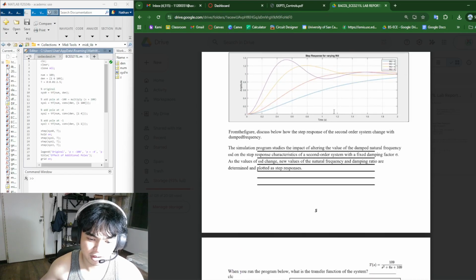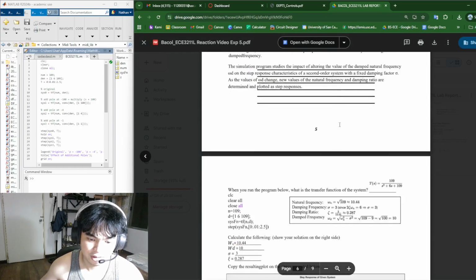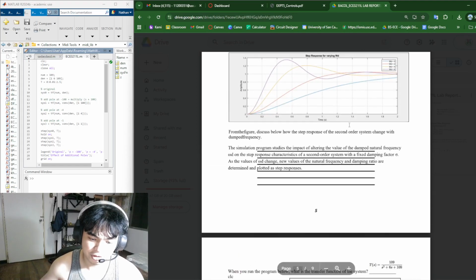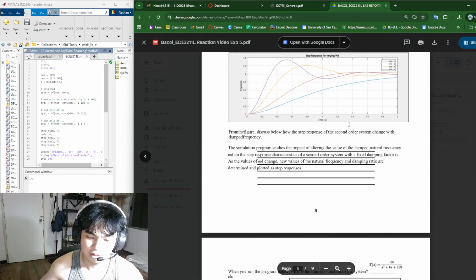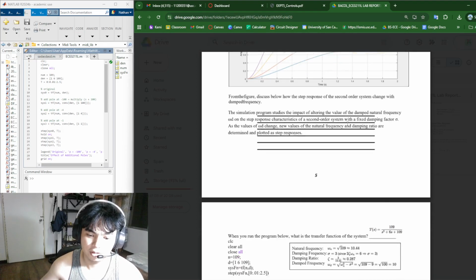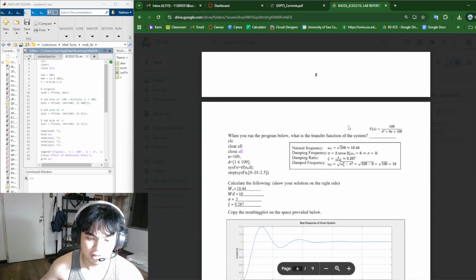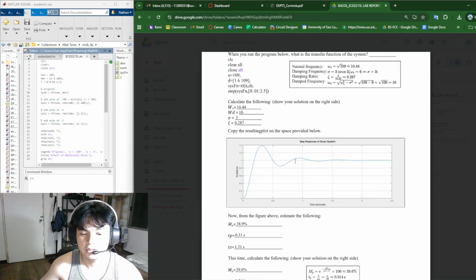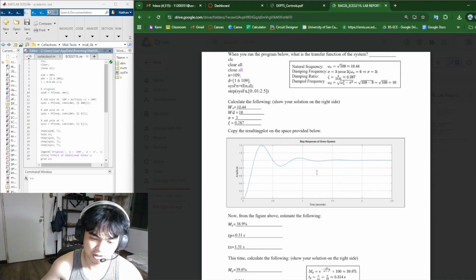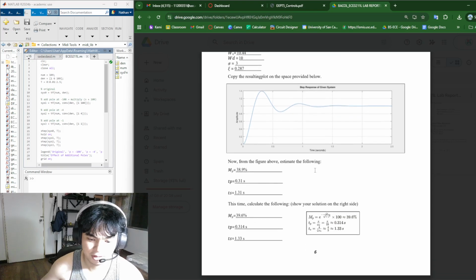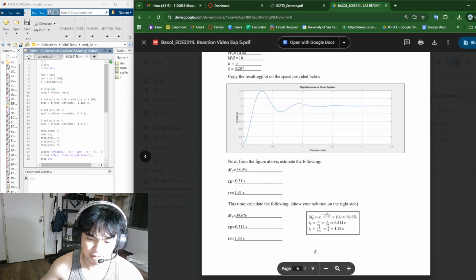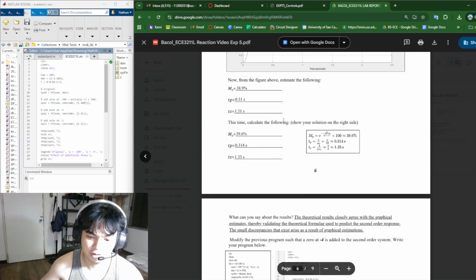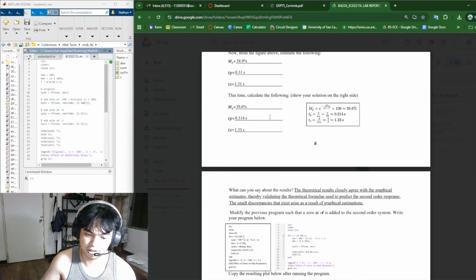And in this section, the transfer function here is 109 over s squared plus 6s plus 109. And from the calculations, I got these numbers, and from the graph, I got the overshoot, 39% overshoot. The peak time is 0.31 seconds, and the settling time is 1.3 seconds. And the theoretical and graphical values are close, which just shows that the formulas are also accurate.